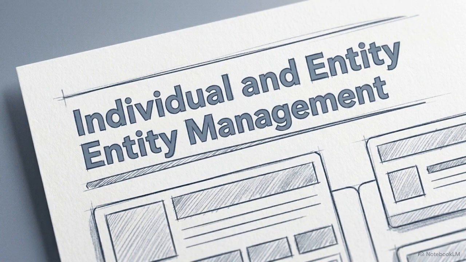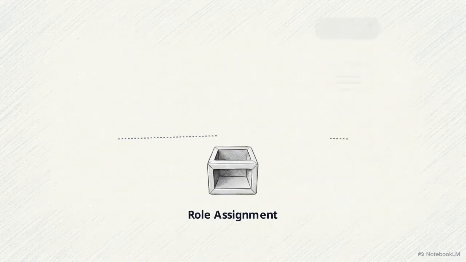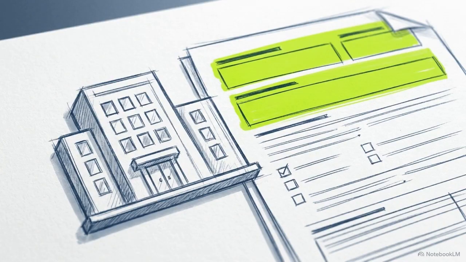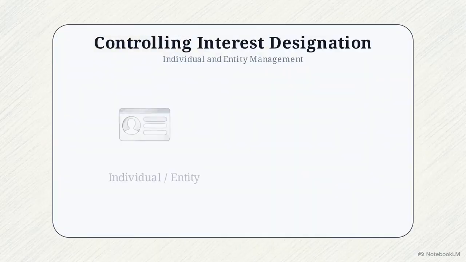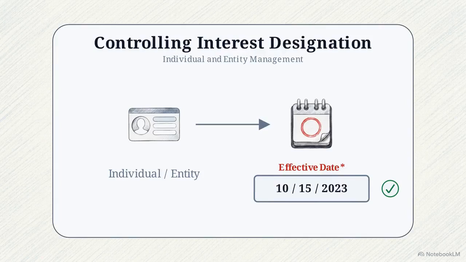Next is the Individual and Entity Management section. You will select Add New to assign a person or business to a role for the first time, and Edit to update someone already listed. When adding a new corporate entity, you must provide its exact legal name and its official employer identification number. For anyone holding a controlling interest, you have to log the specific effective date marking exactly when they assumed that position. There is a strict rule regarding Social Security numbers.